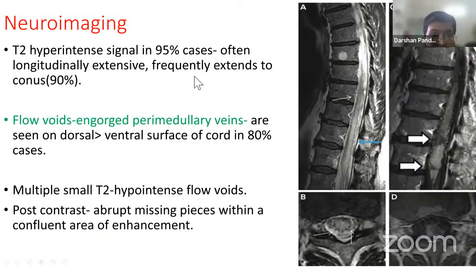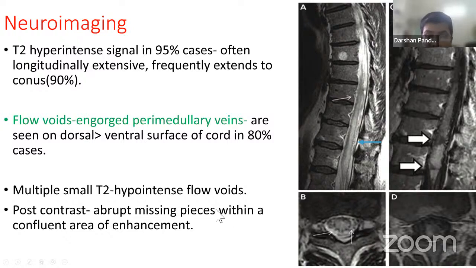In the neuroimaging, a T2 hyperintense signal can be seen. It is longitudinally extensive. Frequently, in more than around 90%, the conus can be involved. Flow voids can be seen here. That is due to engorged perimedullary veins. It can be seen on the dorsal or ventral surface. Dorsal is more common than ventral. And here multiple small flow voids are seen also.